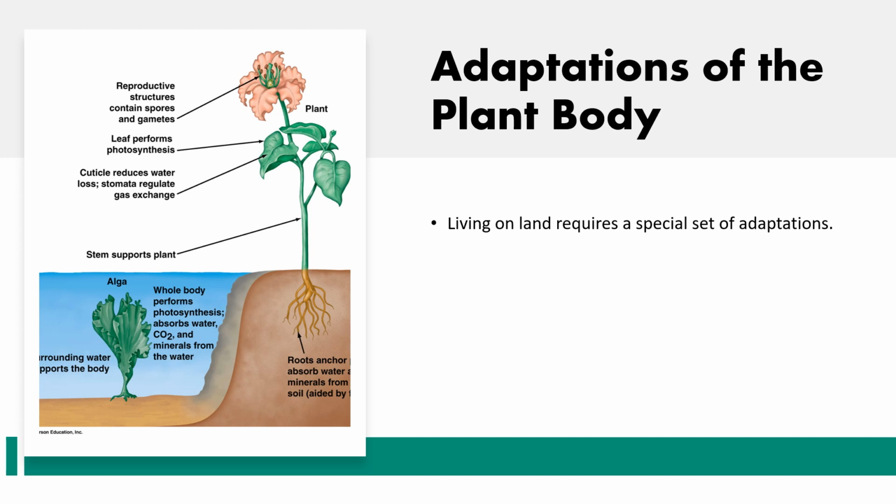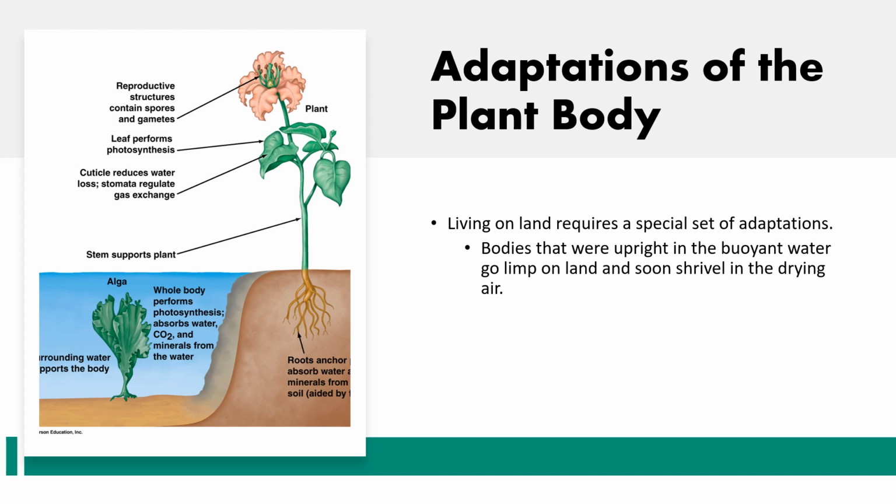Now, for plants to live on land, they have to have a number of adaptations. And these are going to include being able to hold their bodies upright, because if we look at algae, it stands upright in water, but it's going to go limp if you take it on land. If you've ever been to the ocean, you know if you see these algae and seaweed, they basically flop on the ground. But plants are going to be able to stand upright against gravity.